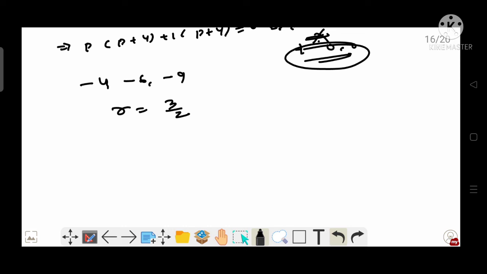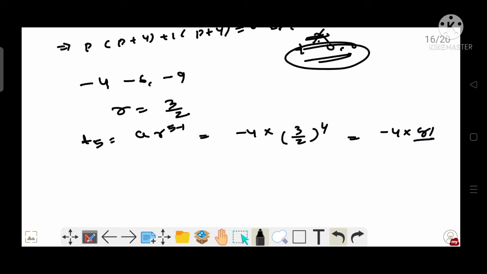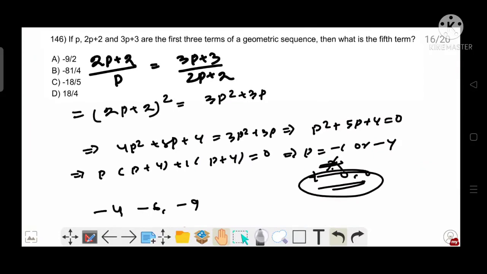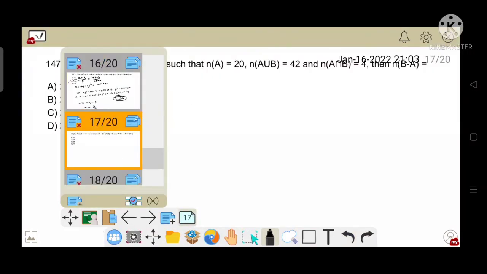So T5 we can find. Term 5 is a into r to the power 5 minus 1. This will be minus 4 into 3 by 2 to the power 4. So minus 4 into 81 by 16. So minus 81 by 4 is the right answer. So B is the right answer. Move to next. So 17.